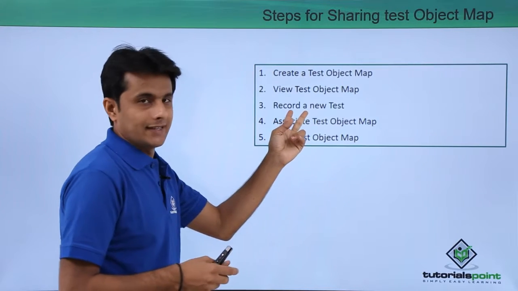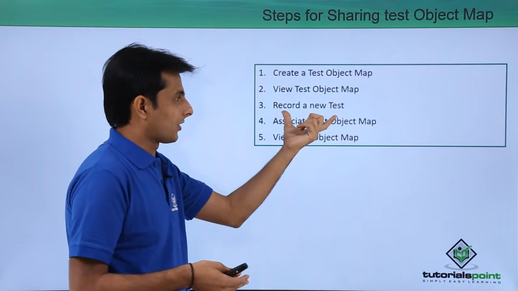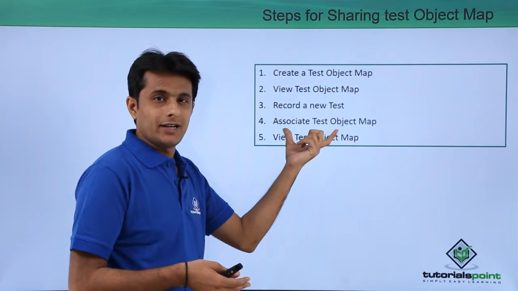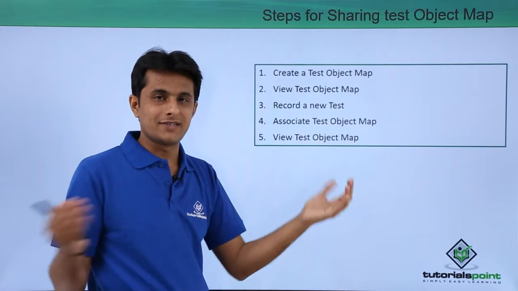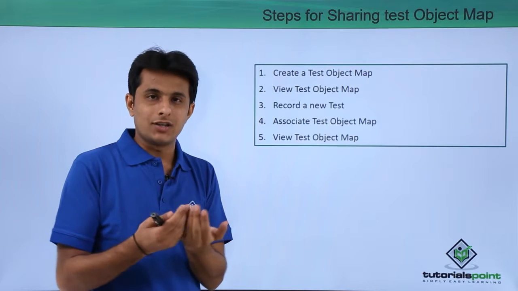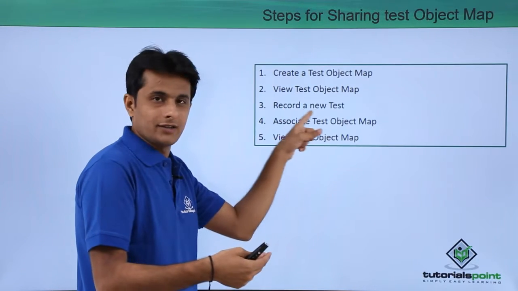Later on, I'll create a new recording test, or you can say a new test script here. And after creating a test, I'll associate the shared object map with my particular test. That means I'll associate it. Now, after association, I have started the recording. If you see, I've started recording the test.